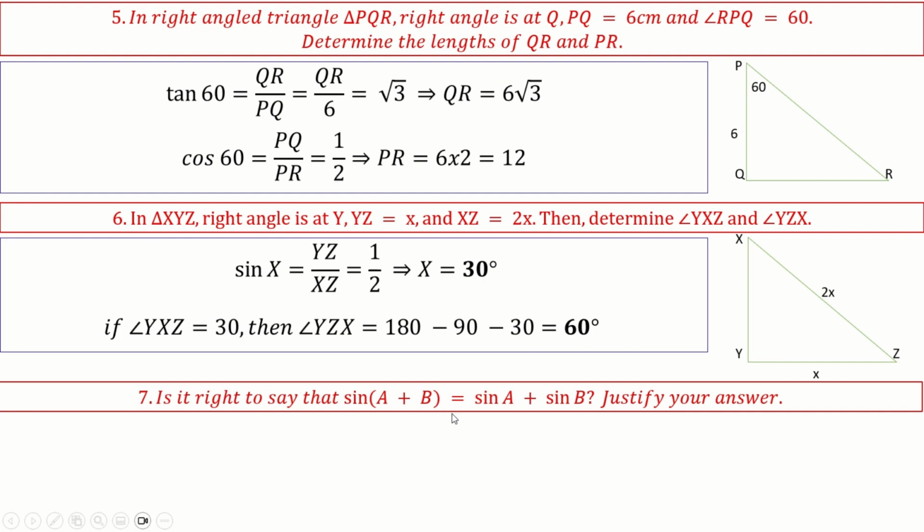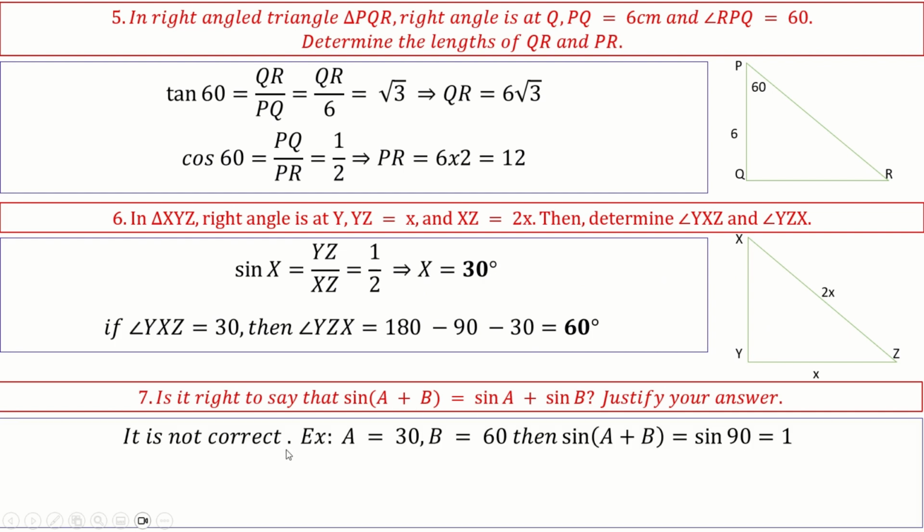Is it right to say that sin(A + B) equals sin A plus sin B? Justify your answer. To prove it is wrong, we just need one counterexample. So I have taken A equal to 30, B equal to 60. Sin(A + B) is 1, but sin A plus sin B is nothing but (root 3 plus 1) by 2. So both are not equal, which means it is not correct to say that.